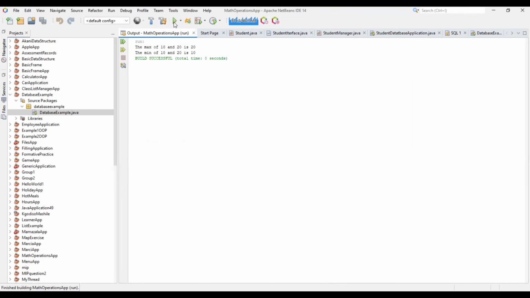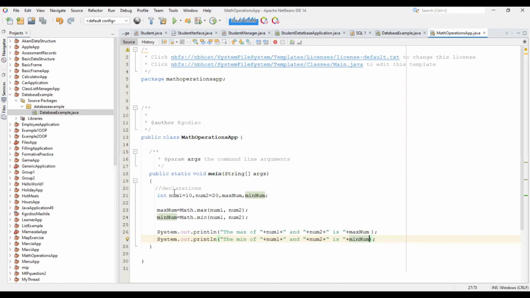So there you go. The maximum of the number 10 and number 20 is 20, which is bigger than 10. And the minimum of 10 and 20 is 10. So it's actually able to also work like that. That is the other thing that you can do with the math method.